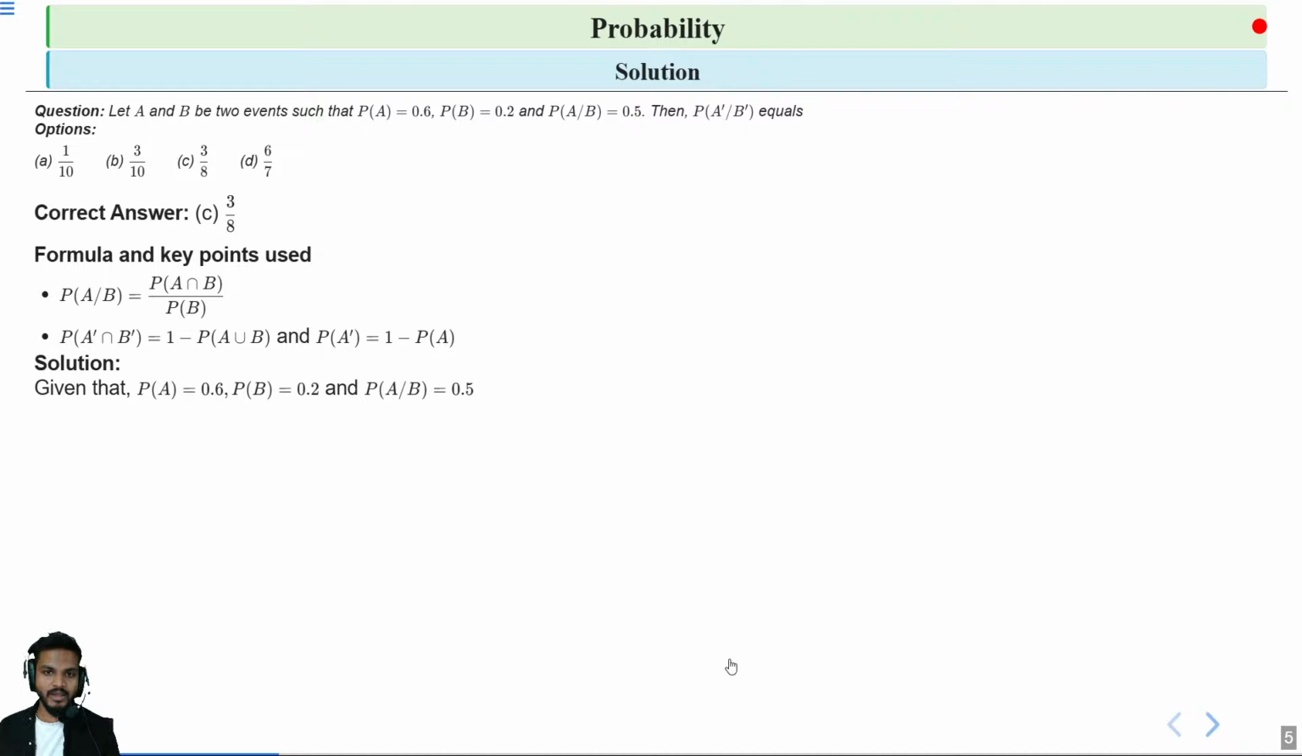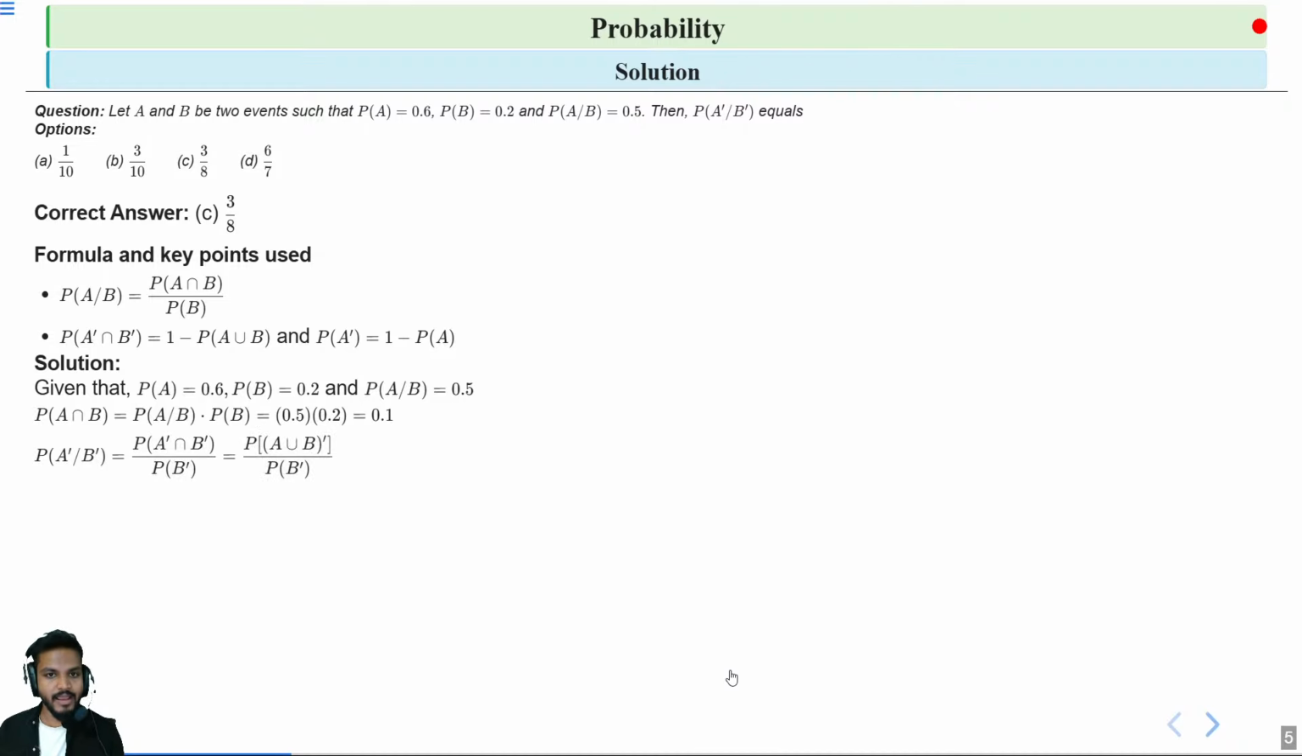So given that probability of A is 0.6, probability of B is 0.2, and probability of A given B is 0.5. So probability of A intersection B, just apply the formula of conditional probability. So we get probability of A intersection B is probability of A given B into probability of B. Now put the values of probability of A given B and probability of B. So we get 0.5 into 0.2, that is 0.1.